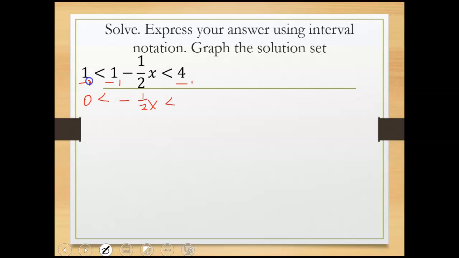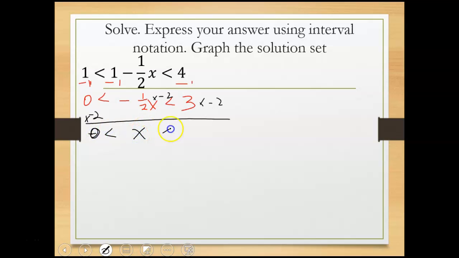So we have 3. And then next we're going to multiply every side by negative 2, which is the reciprocal of negative 1/2. So if we multiply by negative 2, multiply by negative 2, multiply by negative 2. So that will give us negative, anything times 0 is 0 anyway, so less than.